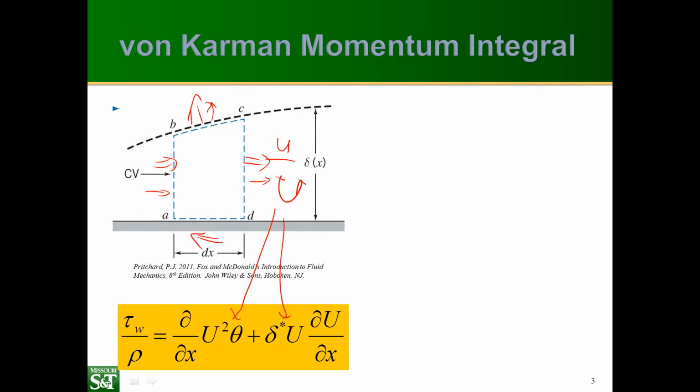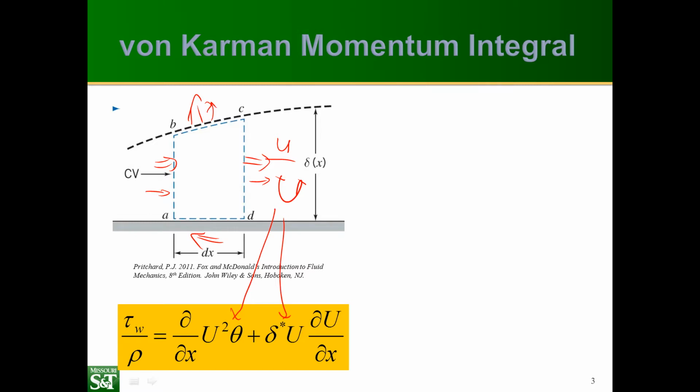And from that, we solve the von Karman momentum integral to obtain an expression for boundary layer thickness. Now, if the boundary layer is thick, we may need to iterate by going back and obtaining a new guess for the free stream velocity from potential flow theory.